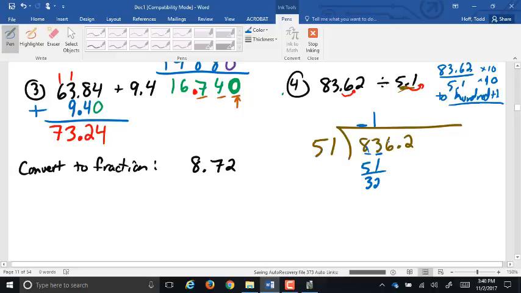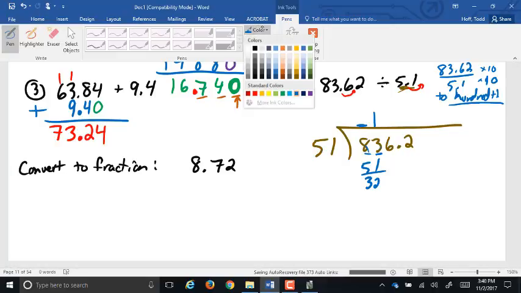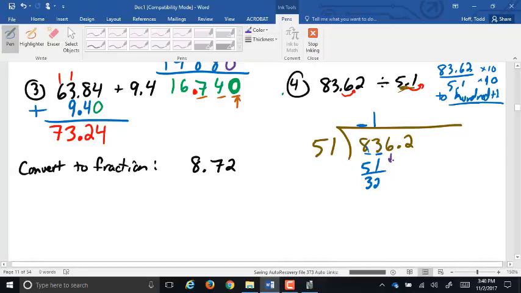Now I'm going to bring down the 6, the next digit. 51 into 326. 6 times, okay. So 6 times 1 is 6. 6 times 5 is 30, so it's 306.